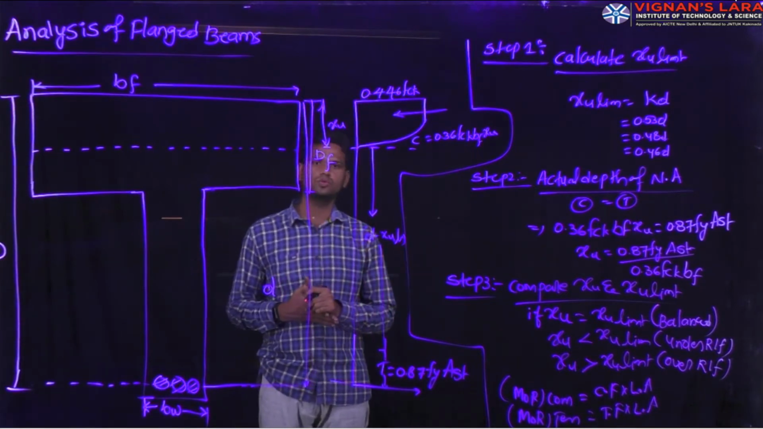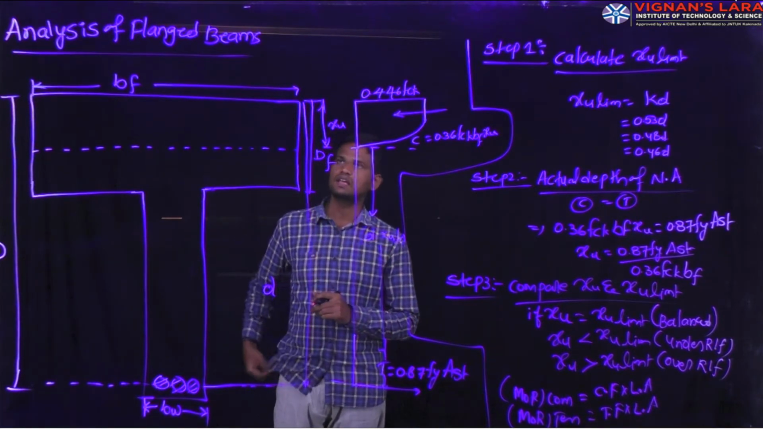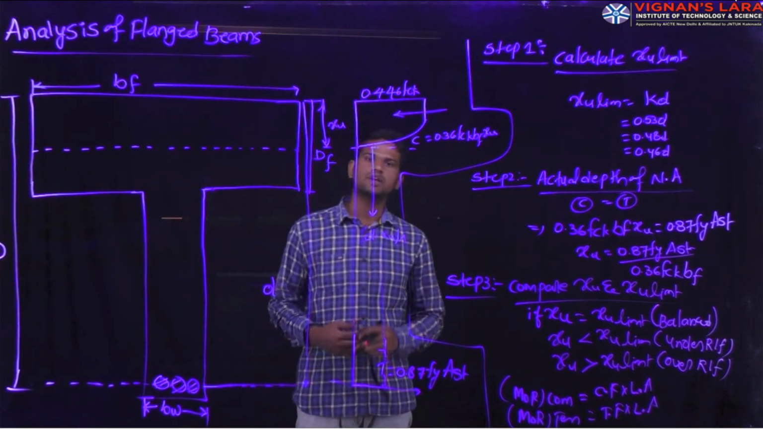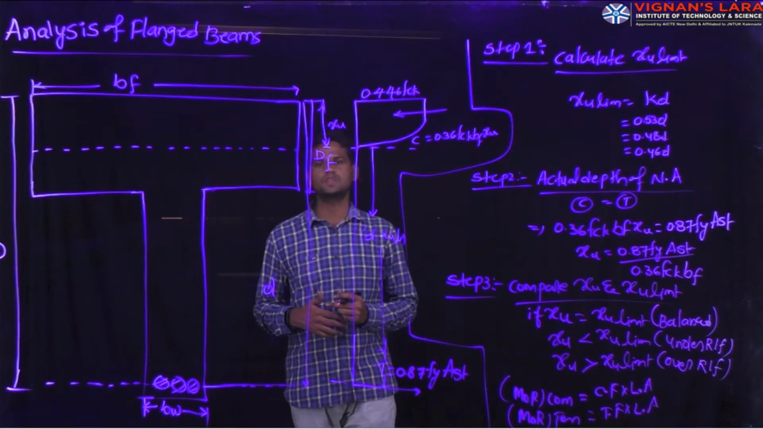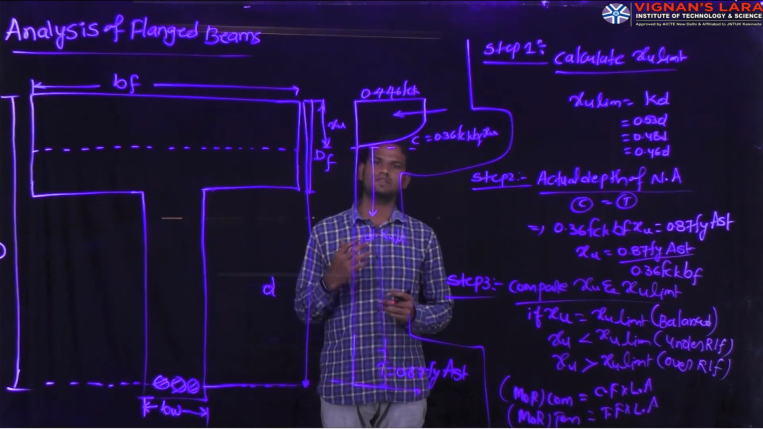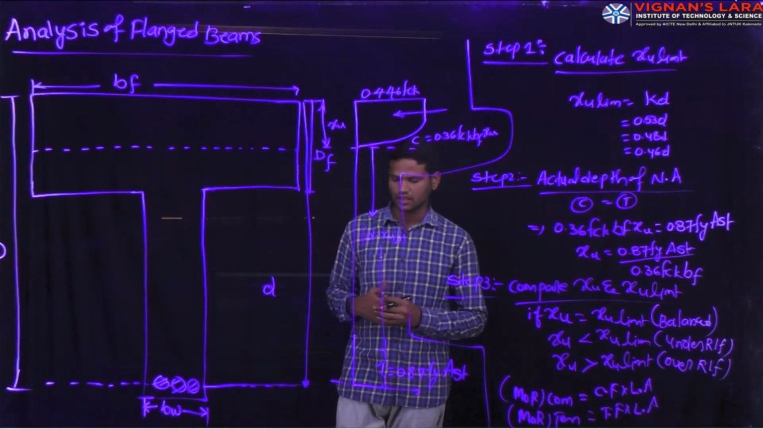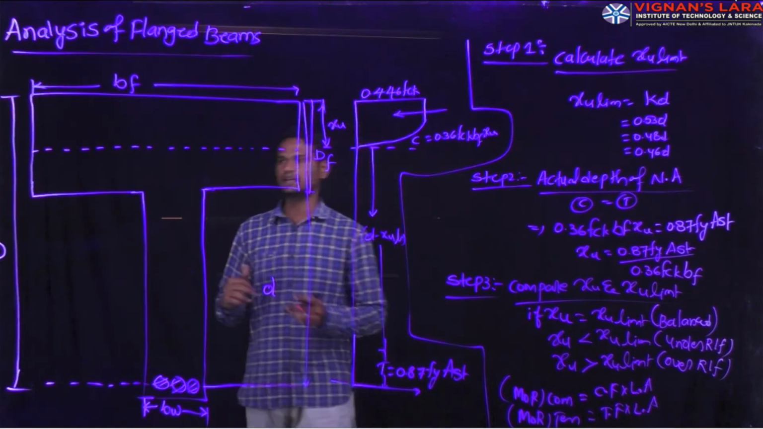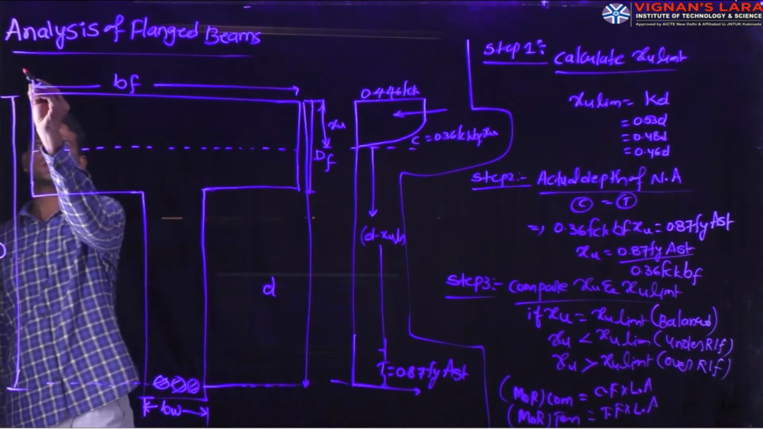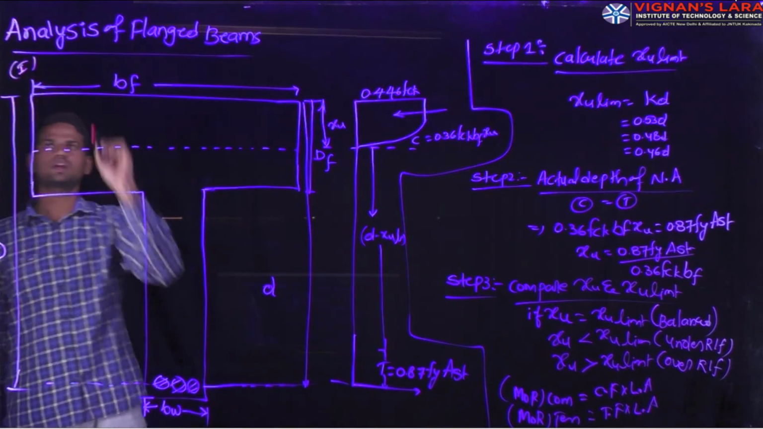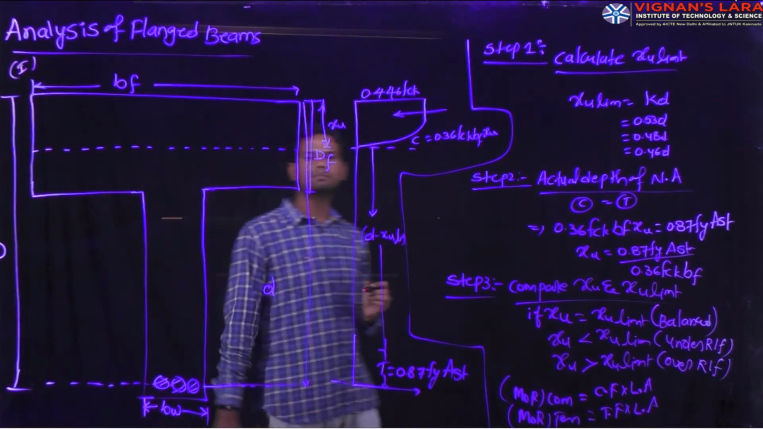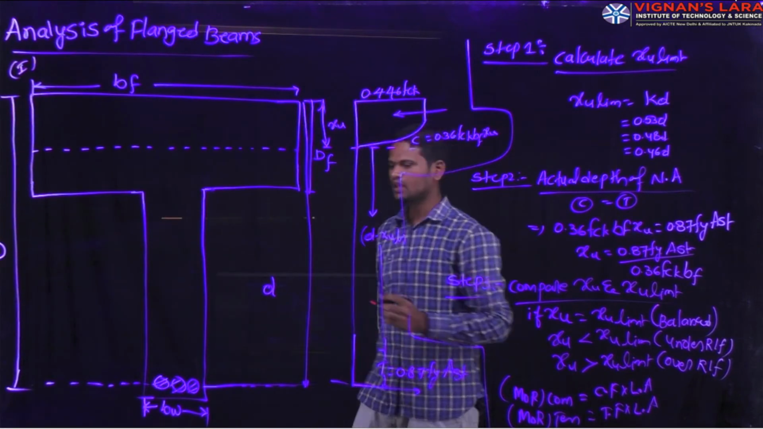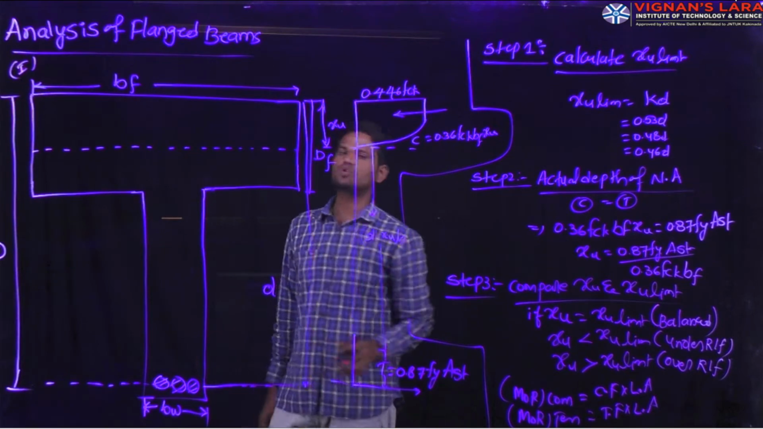Today we are going to discuss the analysis of flanged beams. In the analysis of flanged beams, based on the depth of the neutral axis, we have three conditions. The first condition is case 1. In case 1, we are considering that the depth of the neutral axis lies within the flange. One more time, I will explain this flanged beam.